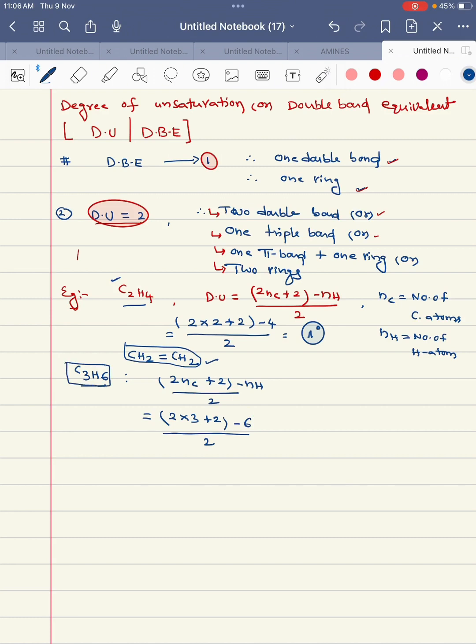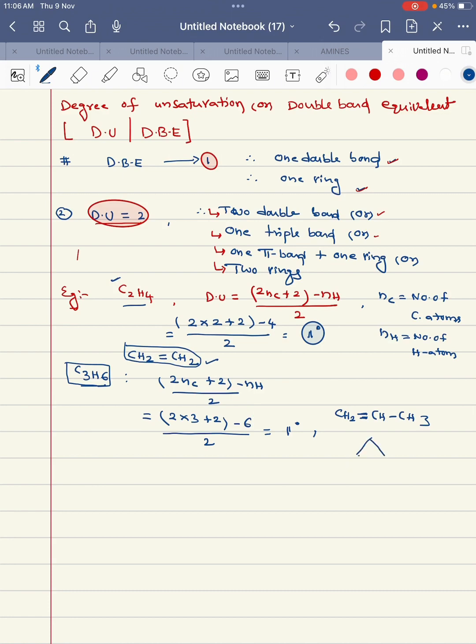Now see that I have taken the C3H6 molecule. What is the answer here? 3 into 2 is 6, plus 2 is 8, 8 minus 6 is 2, divided by 2. Here also I got 1, so the degree of unsaturation is 1. This will be written as propene, CH2 doubly bonded to CH, single bond, CH3. How many pi bonds are there in the given structure? One pi bond is there. It is called Du is equal to 1.